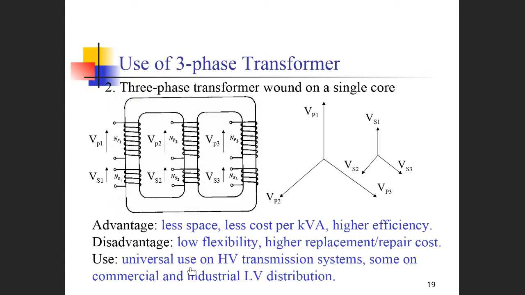It is largely used, universal use on high-voltage transmission systems, and some on commercial and industrial distribution, because it is highly efficient. It is less cost per kVA and uses less space. So in high-voltage transmission systems, we usually use a 3-phase transformer rather than a 3-phase transformer bank. So that's the second type of the 3-phase transformer.